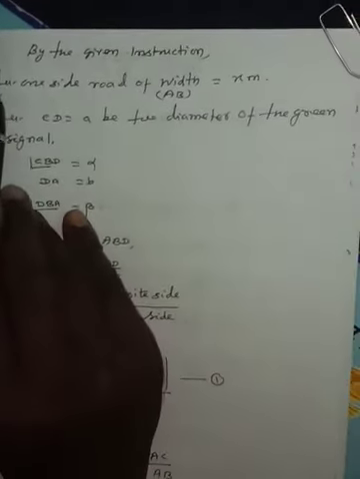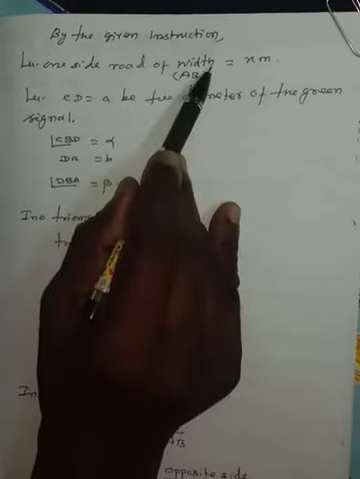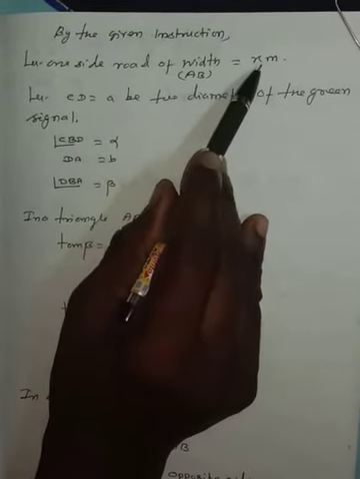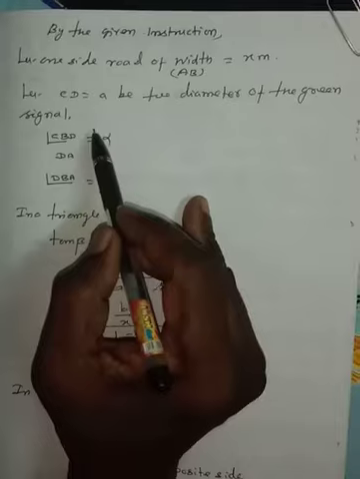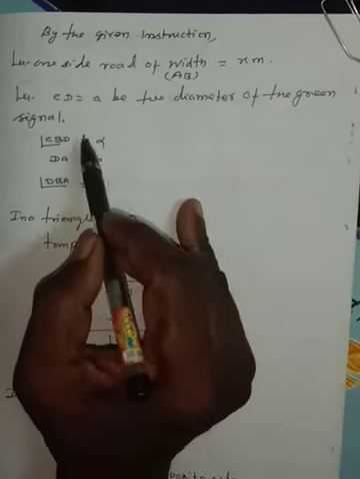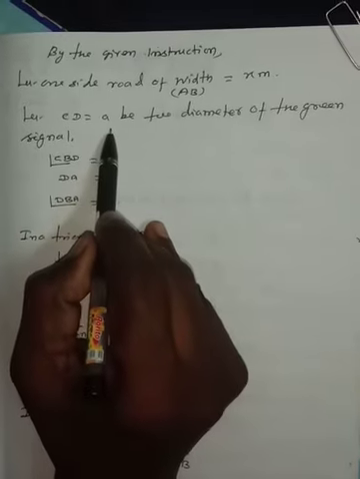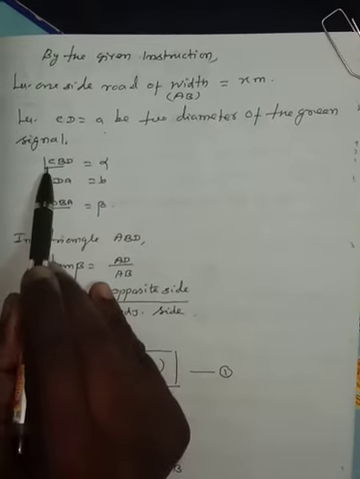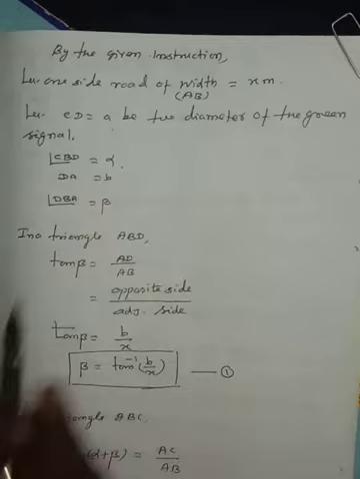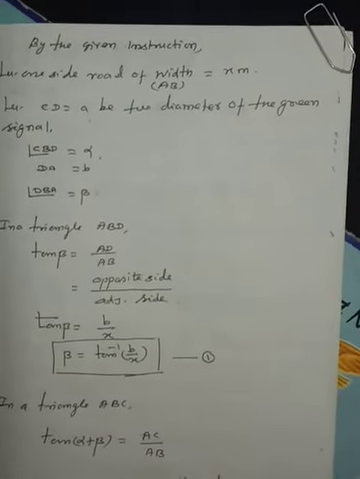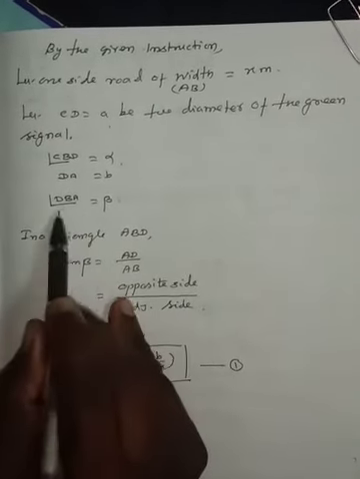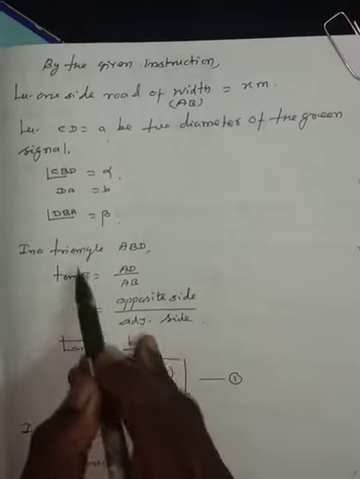By the given data, let the width of the road AB be x meter. Then CD, the green signal, is equal to a, and angle CBD is alpha. DA length is b, and angle DBA is equal to beta.